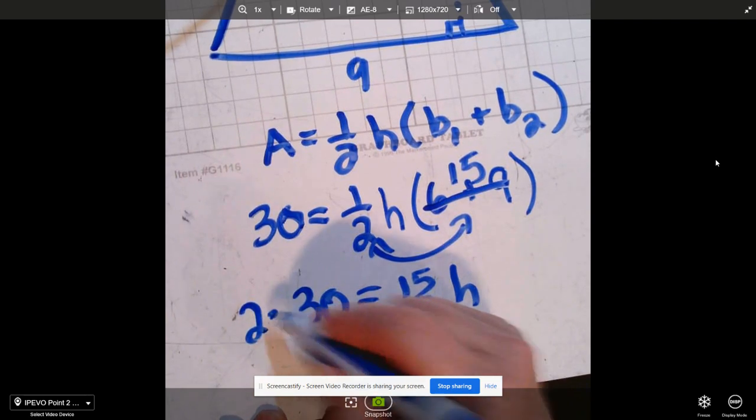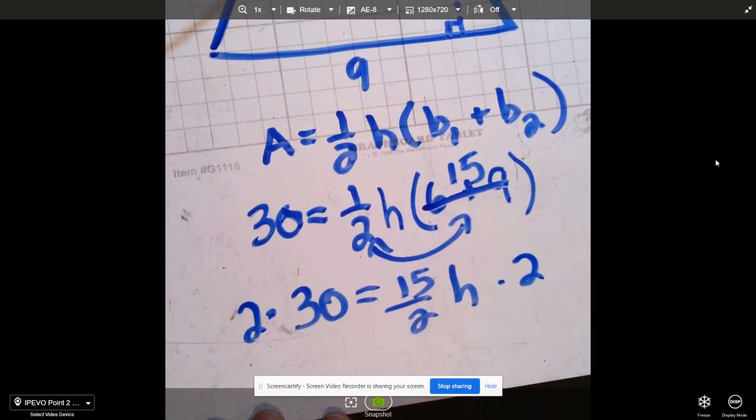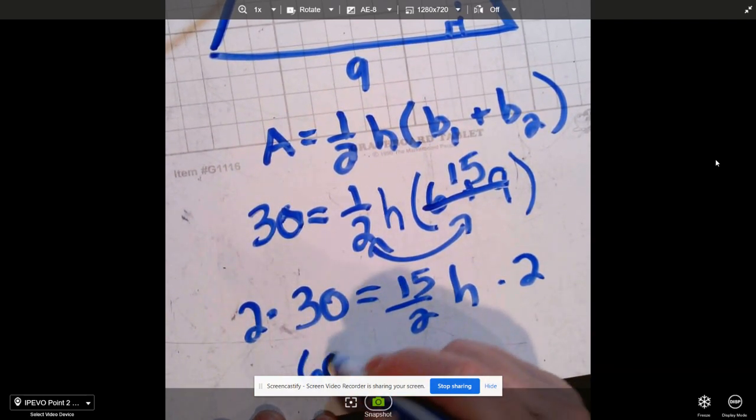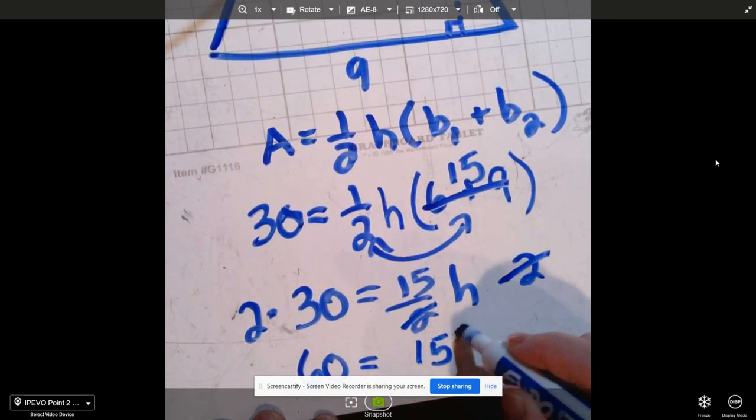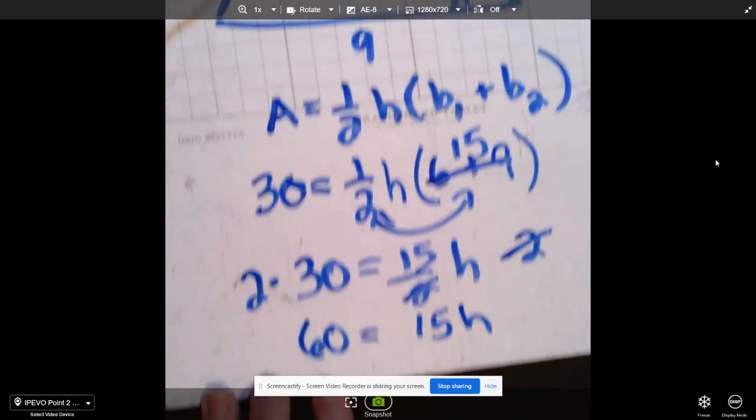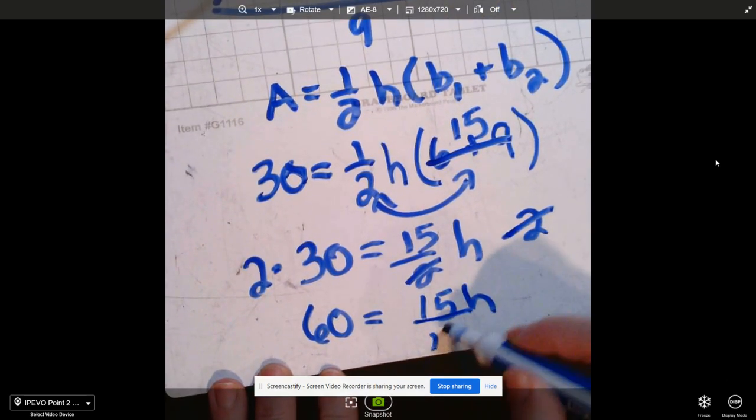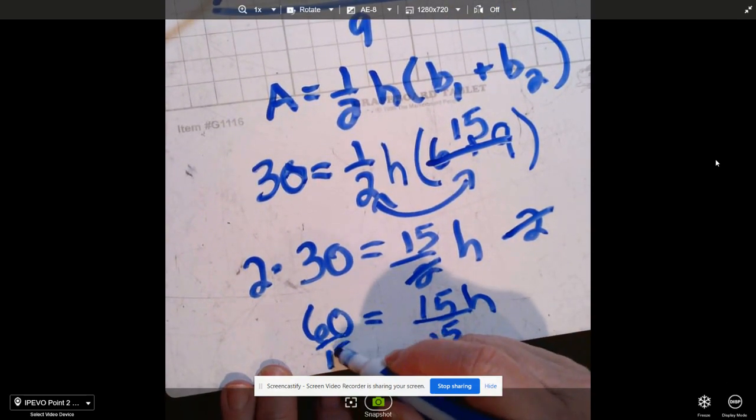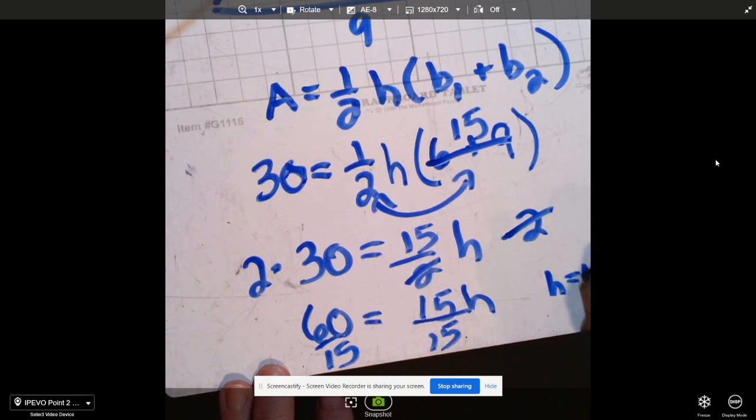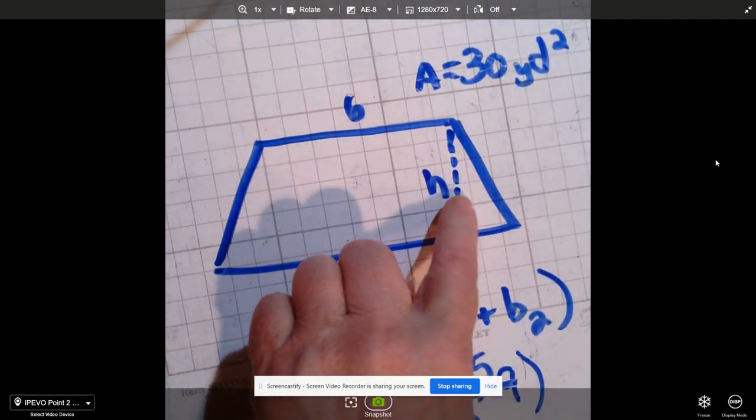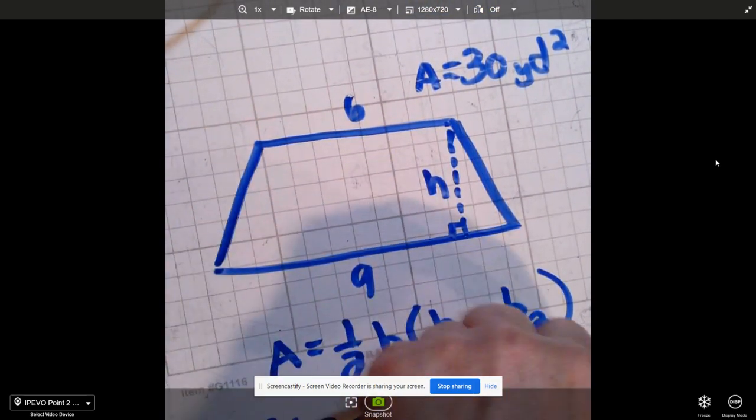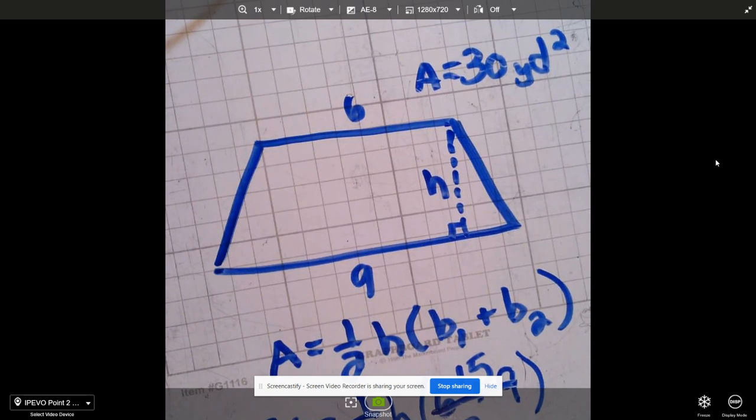So if I multiply this side by 2 and this side by 2, this side becomes 60. In this side, those 2's will cross out, and I'll just get 15h. Now all I have to do is divide both sides by 15, and I get h equals 4. So that's how you will solve this when you are given a variable on this side of the equation and you're given the area. So go ahead and practice that. If you have any questions, let me know.